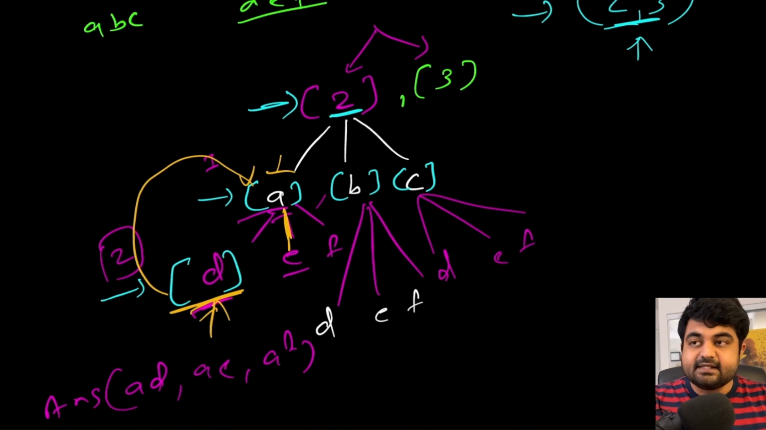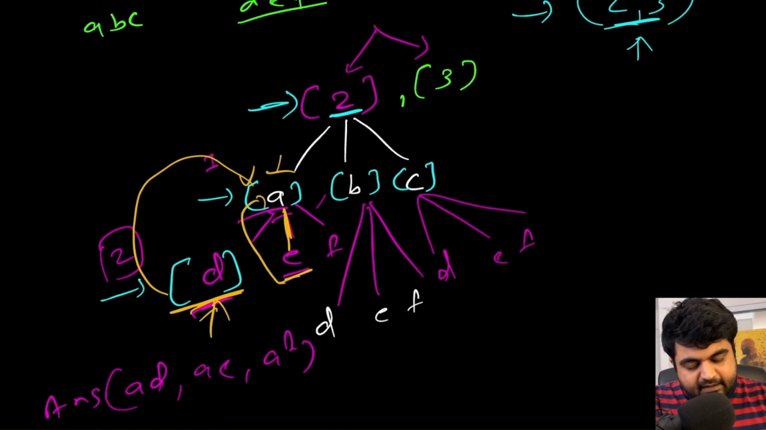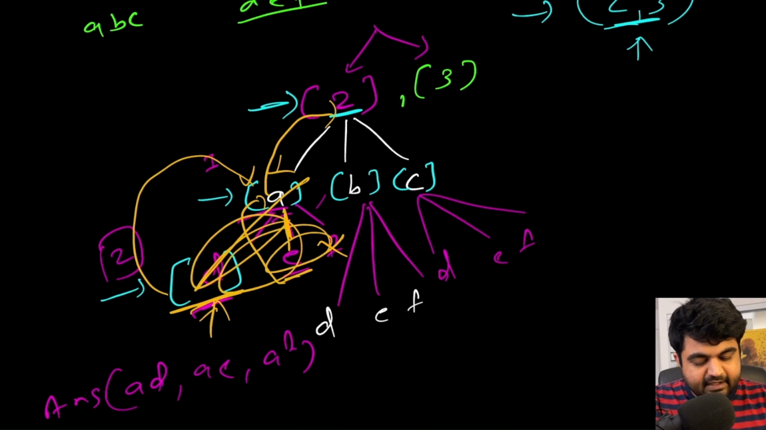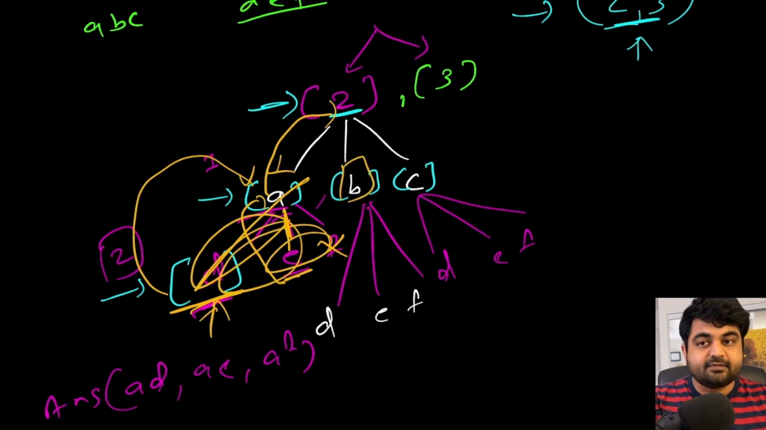And yes, AE still needs to be added. So we will add AE. Once again, we will backtrack to A, and once again AF needs to be added. So we will do that. Once again, we would backtrack to 2. Now we have completed all the paths with A. So we will repeat the same process with B. And this is the whole answer we need to return.